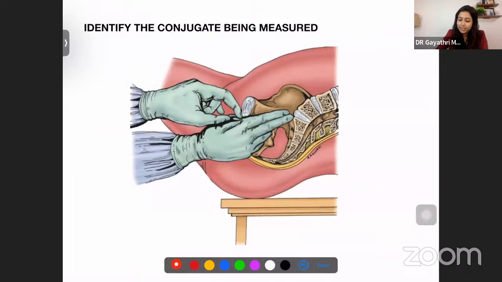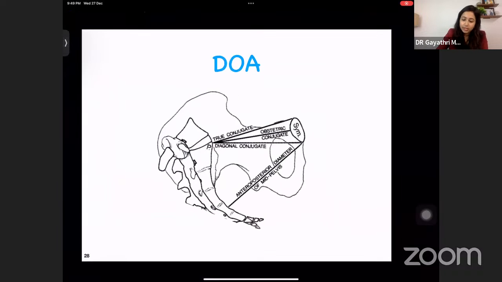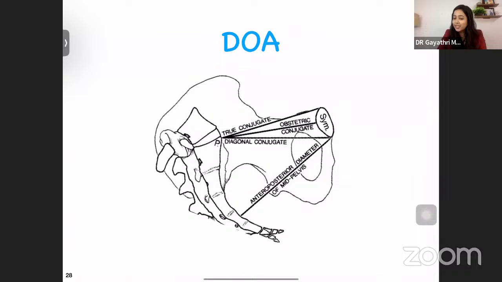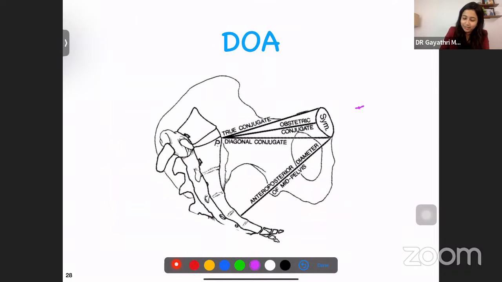So I got a query: did you mean DOA or TOD? Did you mean the short form which I had written here, that is TOD? It is true, obstetric, and the diagonal conjugate. The true conjugate, obstetric conjugate, and the diagonal conjugate. True is also known as the anatomical conjugate.